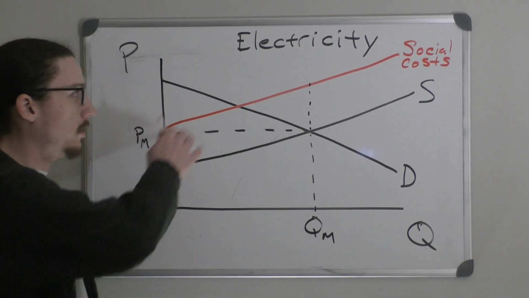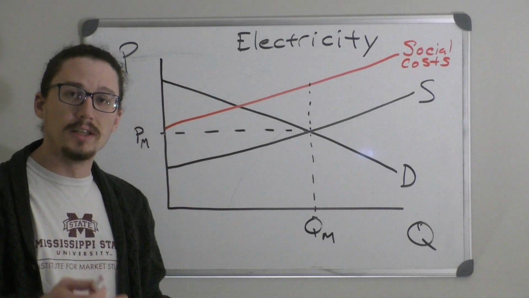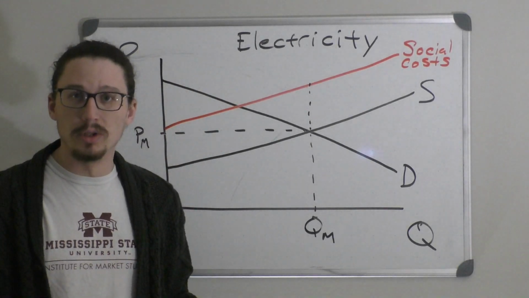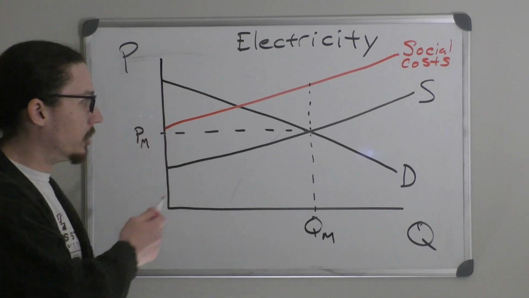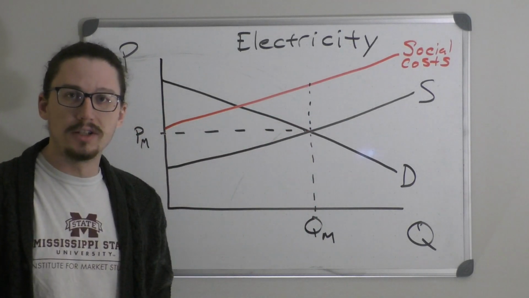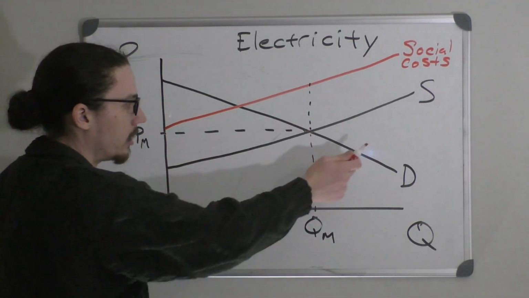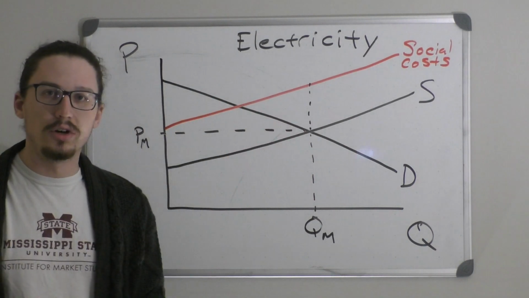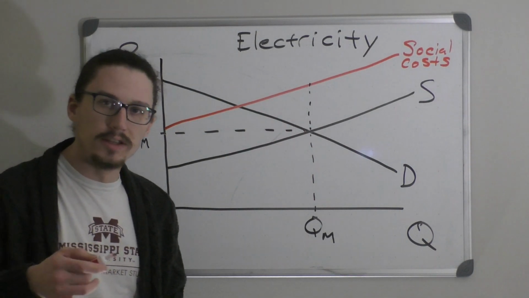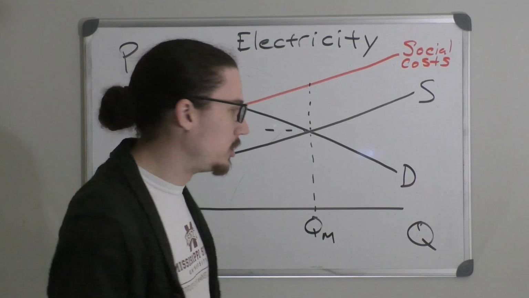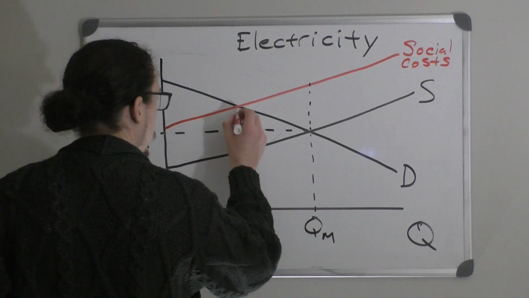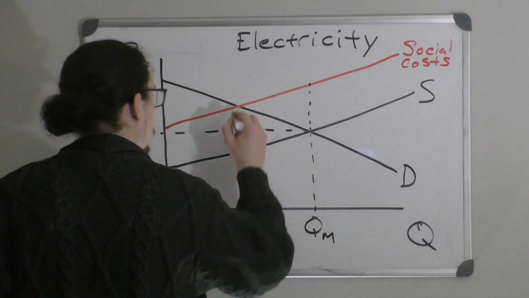All right, so now let's look at the next part, which is that we have a new equilibrium. We had our market equilibrium where our supply and demand curves intersected, but now we're going to look where our demand and social cost curves intersect to find this socially optimal level of output.